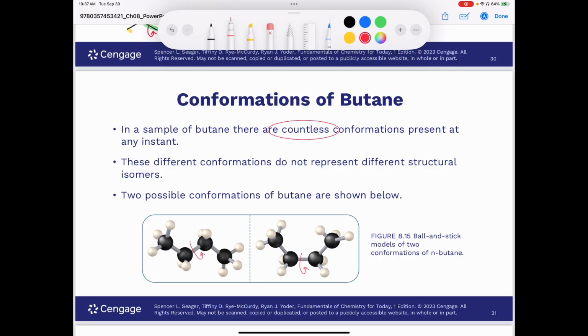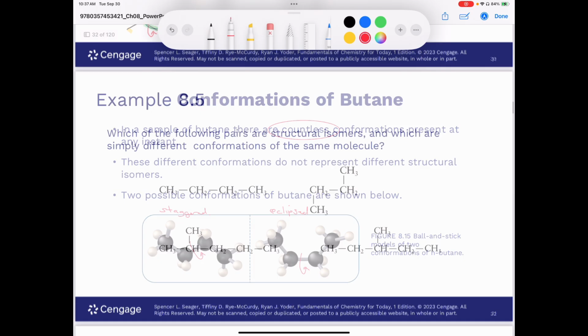But anyhow, again, this is a ball and stick diagram, but this would be the staggered conformation. And again, I'm never going to ask you about staggered and eclipsed, but this would be the eclipsed, if I can write the letter E. There we go. Eclipsed conformation. But again, you don't need to know the words staggered and eclipsed for this class.